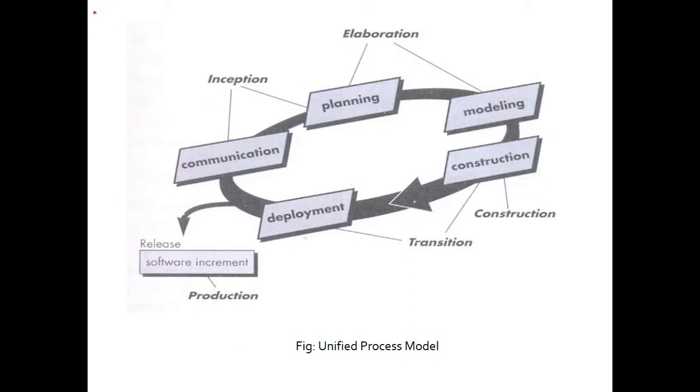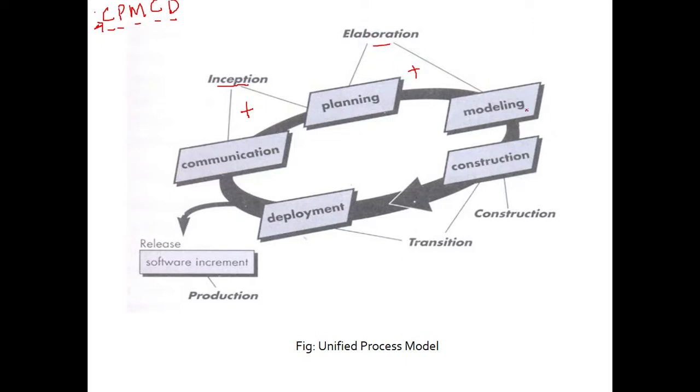The waterfall model: C, P, M, C and D. Communication, planning, modeling, construction and deployment. Now in here you're going to make use of these phases and make four phases out of them. That is, communication and planning are combined and give rise to the inception phase. Then planning and modeling, by adding these two, you get the elaboration phase.